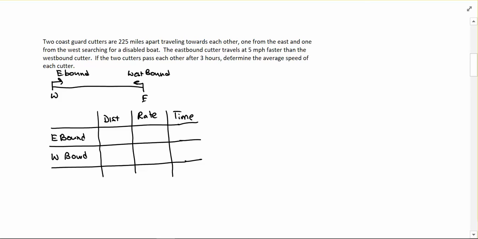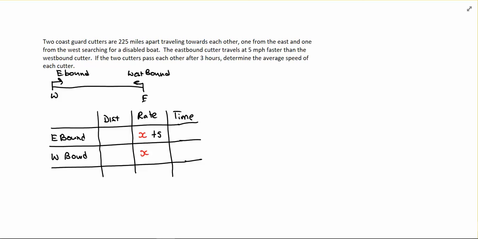The eastbound cutter travels at 5 miles an hour faster. So the eastbound one is 5 miles faster than the westbound. So whatever I have here, this is going to be plus 5. So if I let this be x, then this is going to be x plus 5, because it's 5 miles an hour faster.